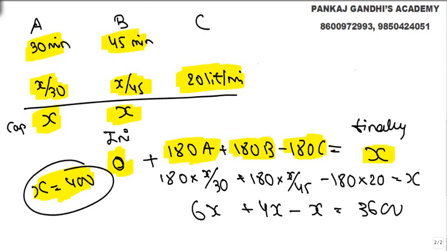Initially 0. 3 hours A fills, 3 hours B fills, 3 hours C empties. Finally, X capacity. This is easy to understand. The previous method was faster.